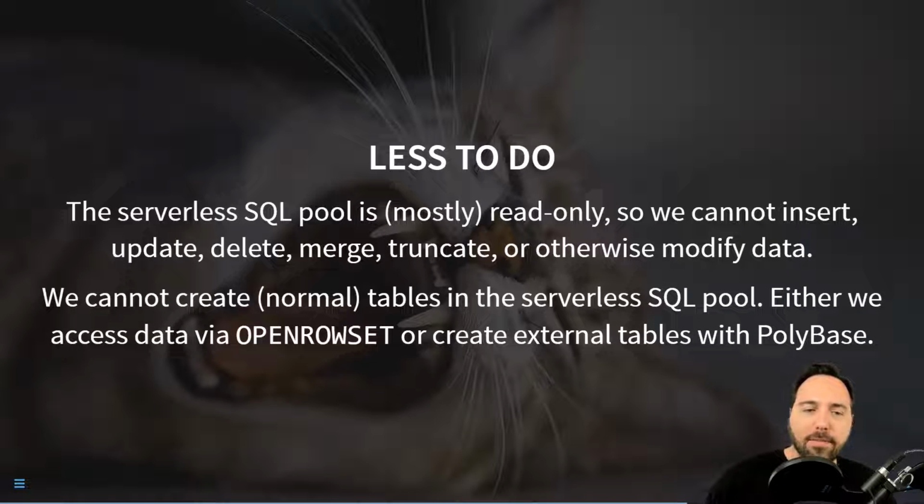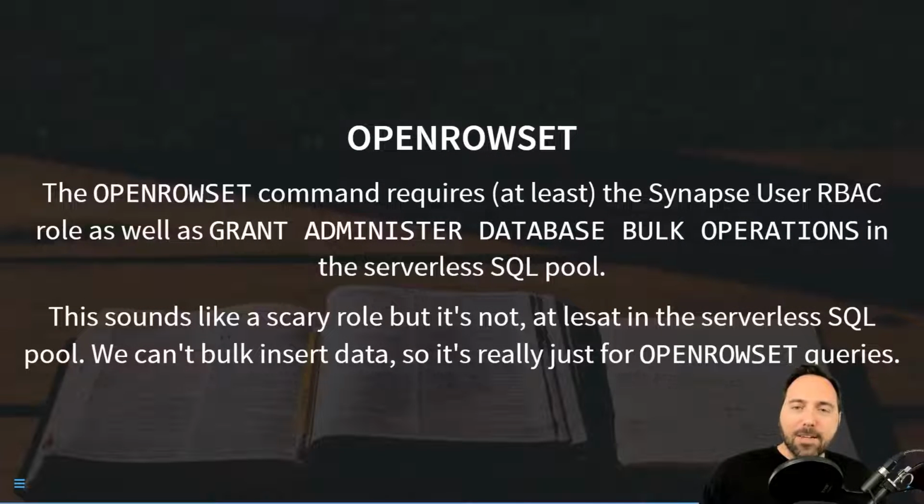So you access data via OpenRowset. You create external tables using Polybase. When you create those external tables, they're read-only. There's an exception to it. But for OpenRowset, you need the Synapse user RBAC role. You need to grant administer database bulk operations in the serverless SQL pool, which sounds kind of scary, but really it's not. In the serverless SQL pool, that role basically is grant OpenRowset.